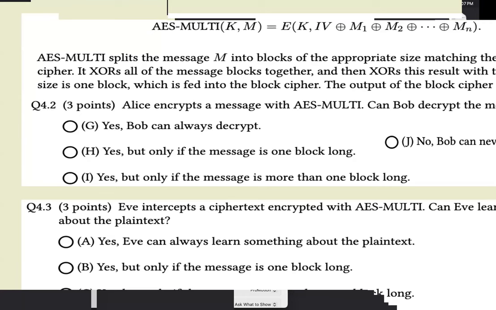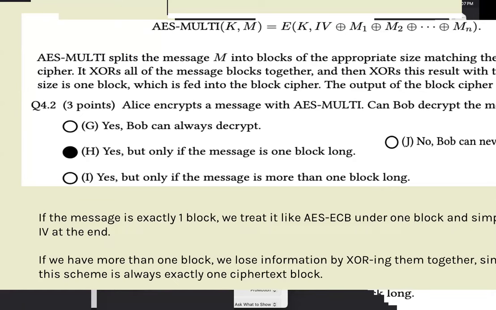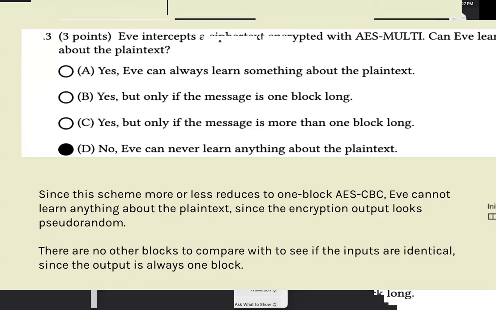No questions? Okay, right. Let's move on. There's an explanation as well, so we can go over the explanation. If the message is exactly one block, we treat it like AES ECB under one block, which is fine. If you have more than a block, we lose information because we are XORing messages together. So it only works with one block. For the next one also, like we discussed, there's nothing that leaks because there's just one block.